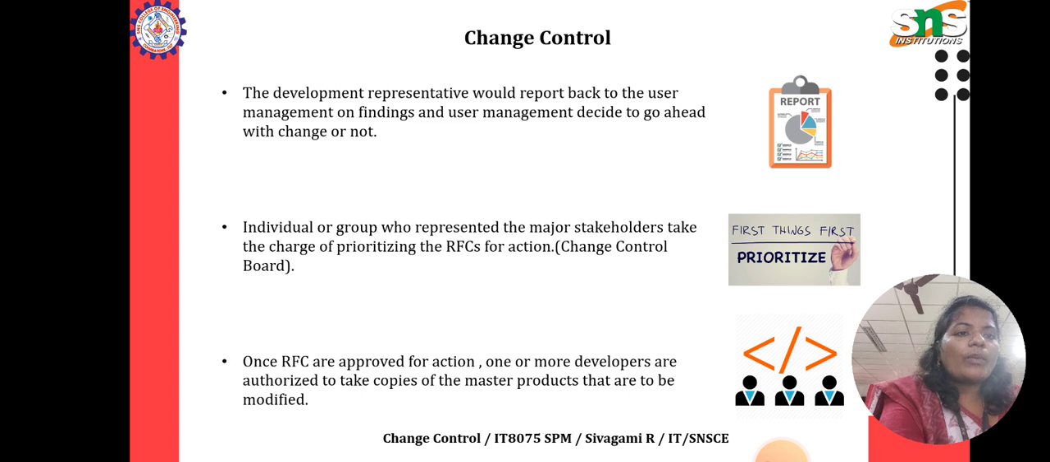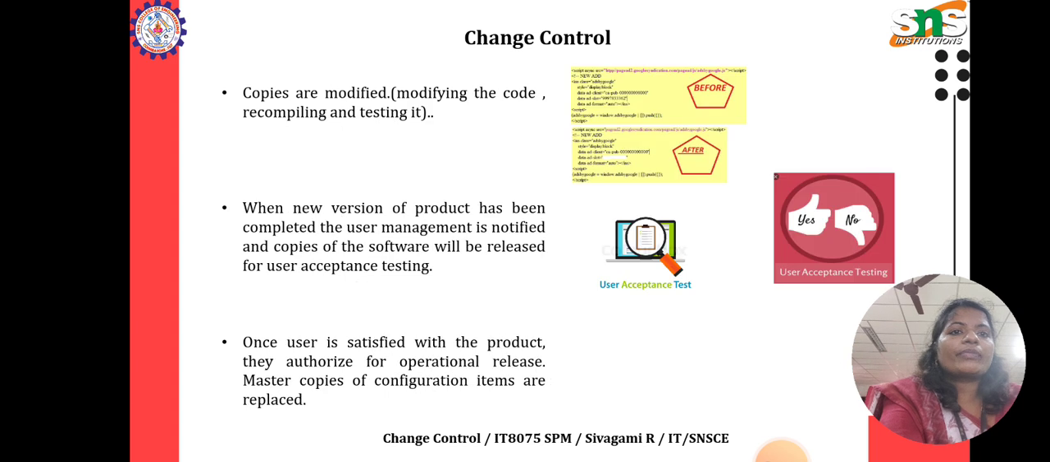Once RFCs are approved for action, one or more developers are authorized to take copies of the master products that are to be modified. After the copies are modified and the new version of the product has been completed, user management is notified and a copy of the software is released for user acceptance testing.